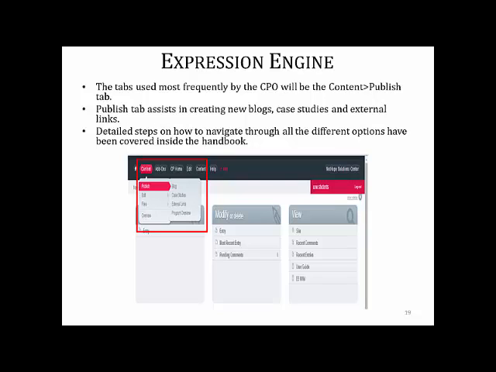The content tab of the community of the expression engine would be the most used tab for the community page owner. We now cover the publish tab, which can be used to create new blogs, case studies, or external links.